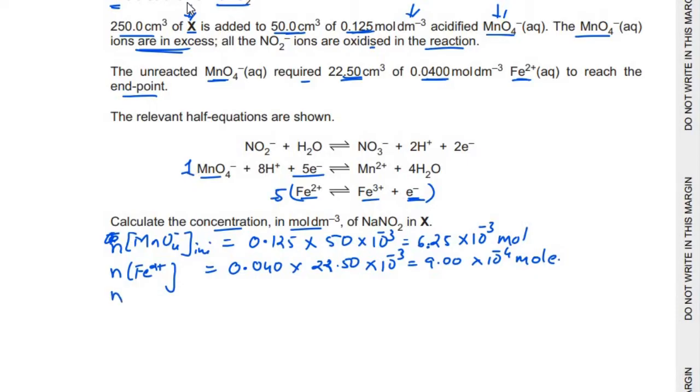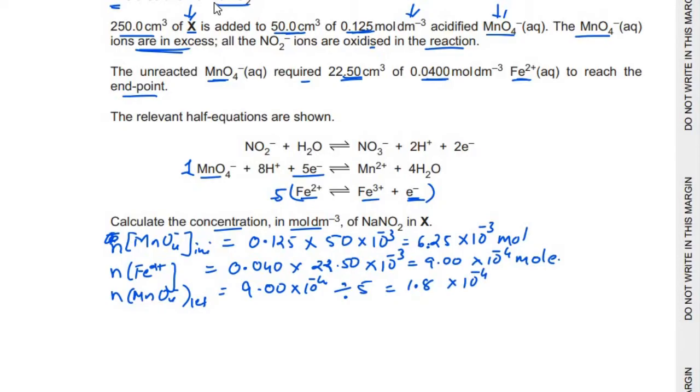So if we want to find out the moles of MnO4- left over, then we need to divide the moles of Fe2+ by 5. Okay, so divide it by 5 because the ratio is 1:5. So the answer is 1.8 into 10 power minus 4.